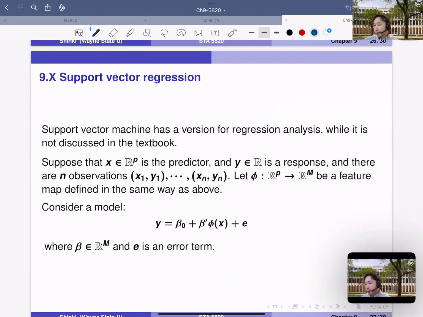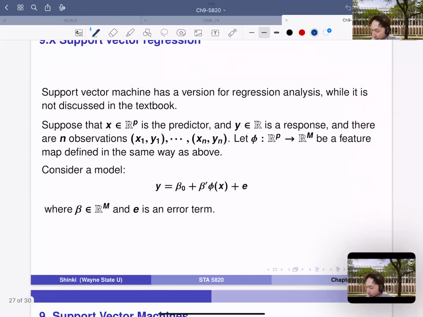So next we consider support vector regression. In support vector regression, the setting is this. Originally we have the predictor X and response Y, where Y is a real number, and suppose there are n observations. Then we consider mapping this predictor to a higher dimensional space, where capital M is larger than P, usually much larger.